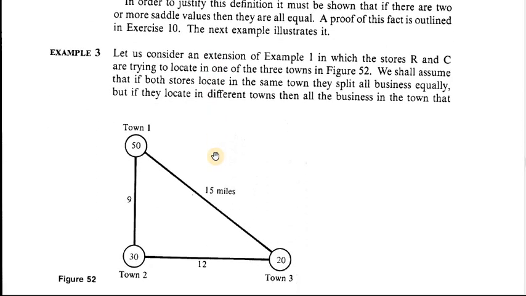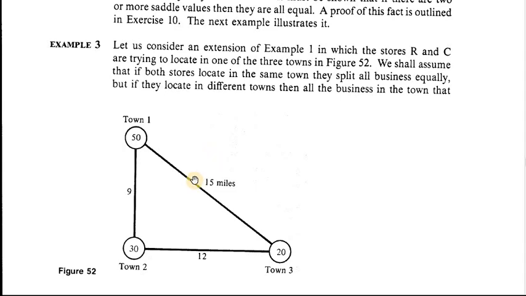Let's look at this example here, which is a little bit more complicated than the original city example, where you have 3 towns and 2 stores locating in the 3 towns, and each store will get the business from the closest towns. Now if both stores locate in the same town, they'll split the business evenly. But if the row player locates here and the column player locates in town 3, the people in town 1 go to the row player store. People in town 3 go to the column player store. The people in town 2 are going to go to the row player because this store is closer. So the column player is a loser because he only gets the people in his town. Everybody else goes to the row player.